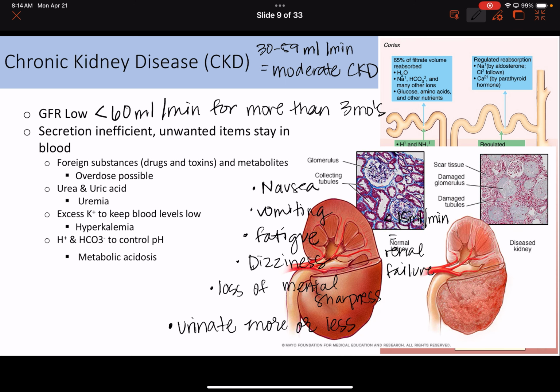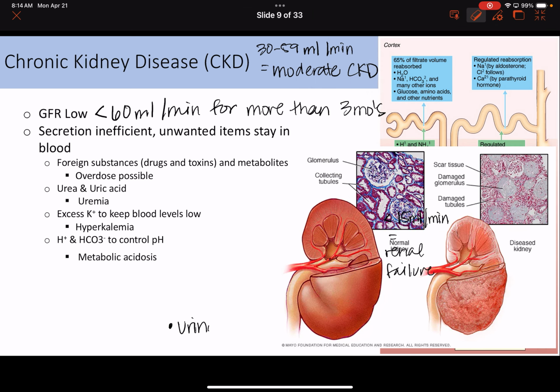All right, so this is an image showing you a healthy kidney versus a diseased kidney. Let me erase these notes over here. So you can see the fibrosis, and it's a lot smaller in size due to the scar tissue and such.